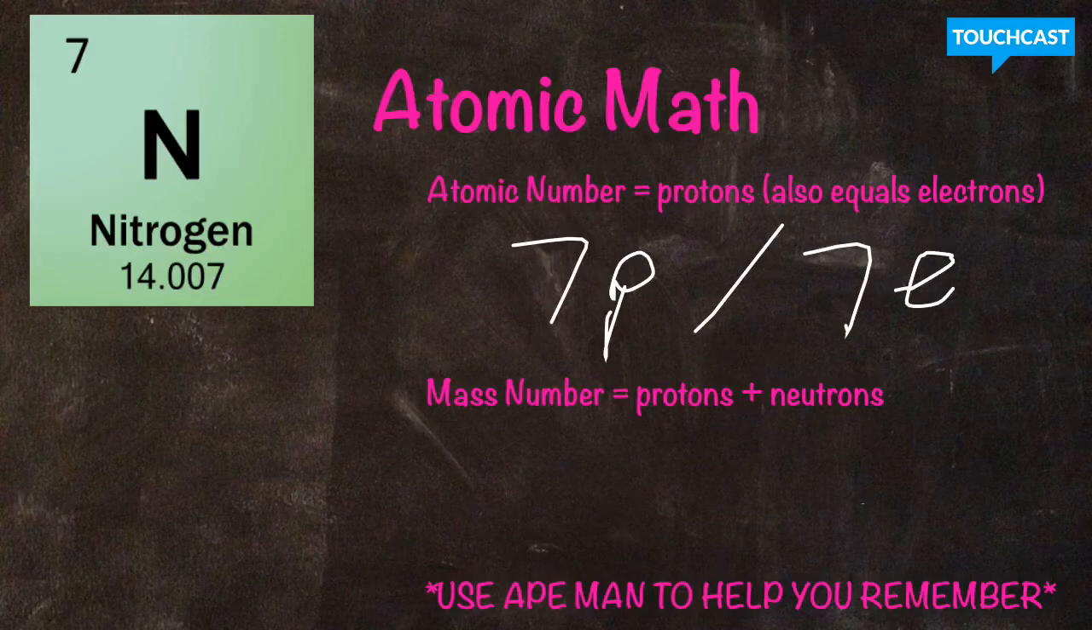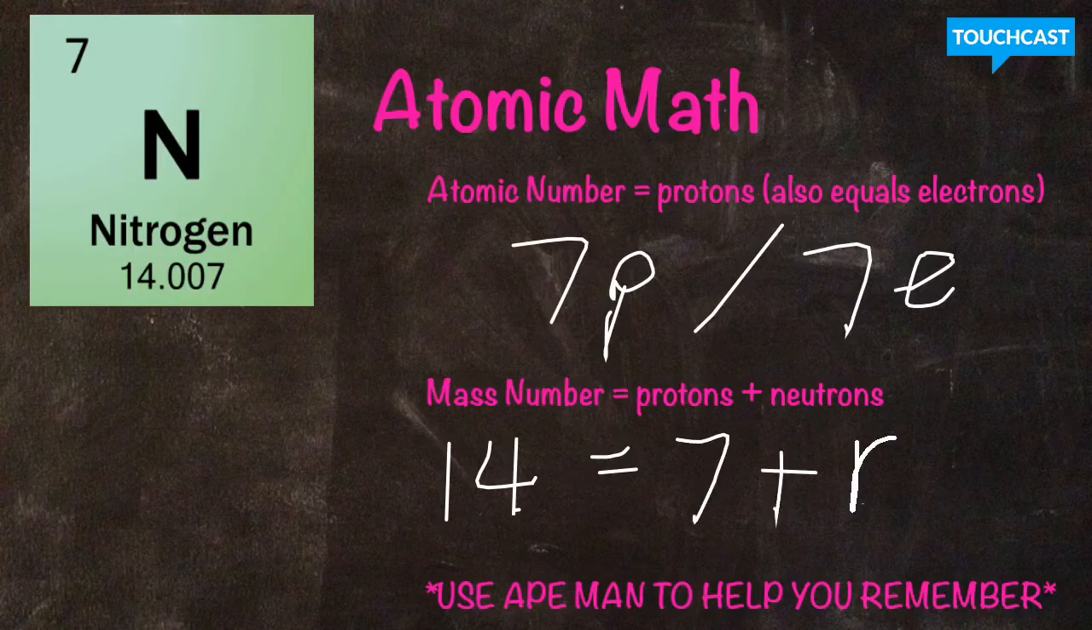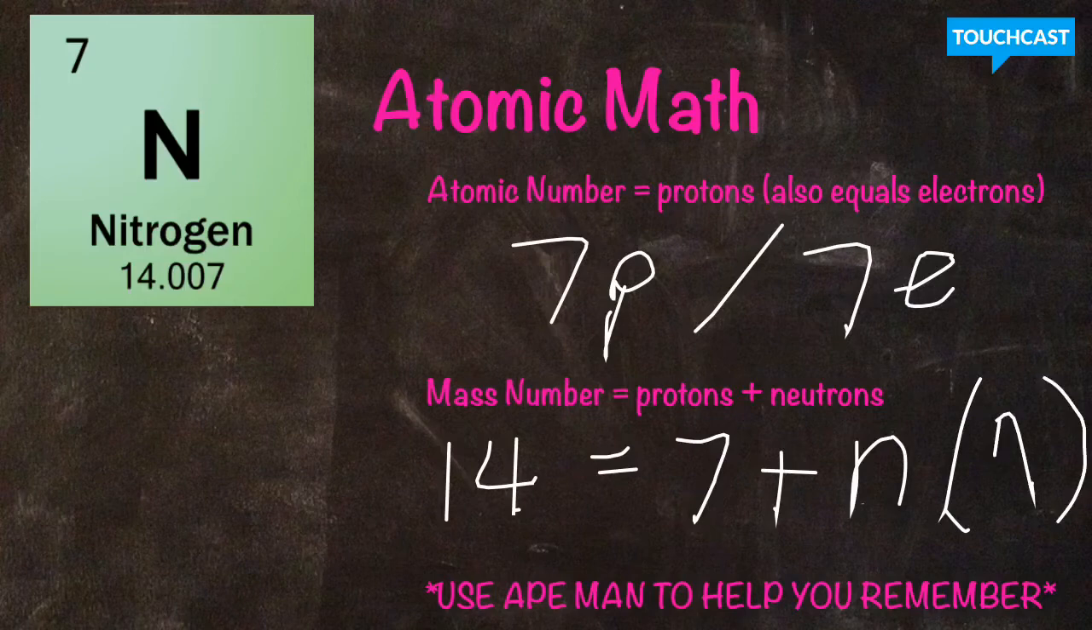Now the mass number is equal to the protons plus the neutrons. So in the case of nitrogen, the mass number is 14, and your protons, based on the atomic number, is 7, you can use that information to get the number of neutrons. This is a fairly easy number, so you can probably tell that nitrogen has 7 neutrons.